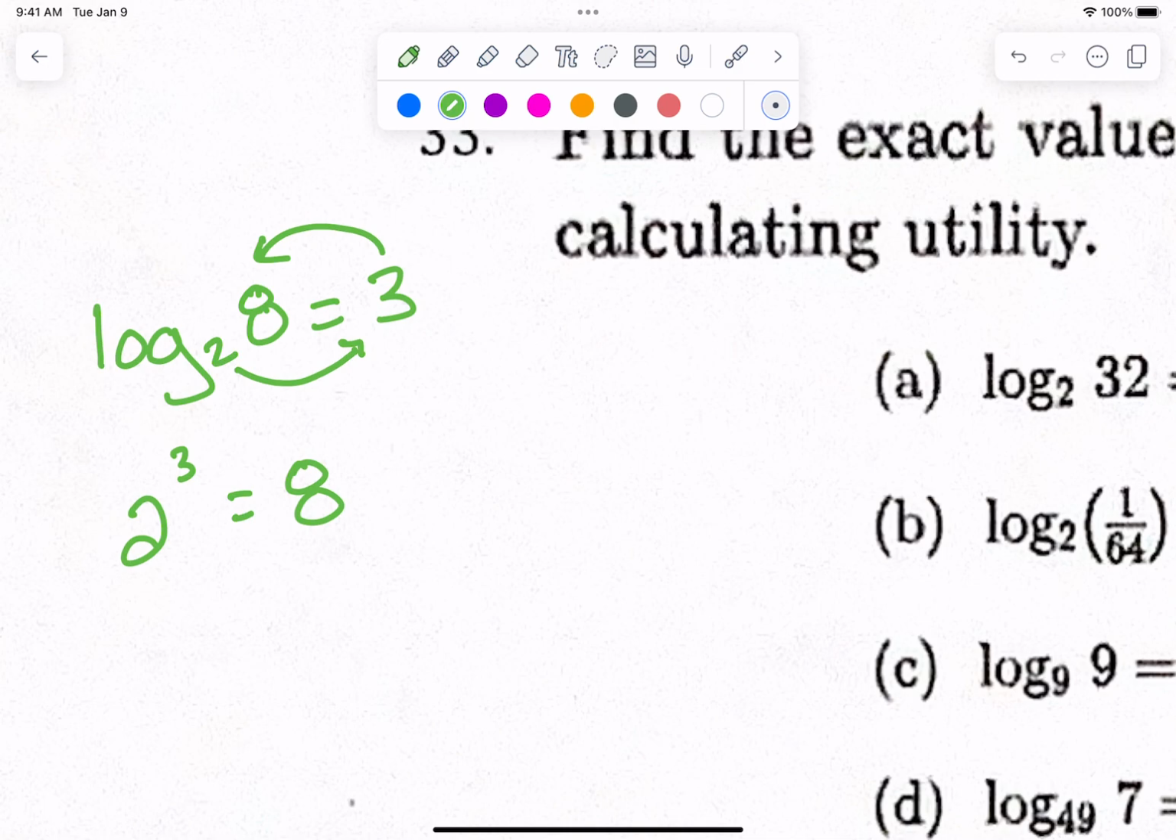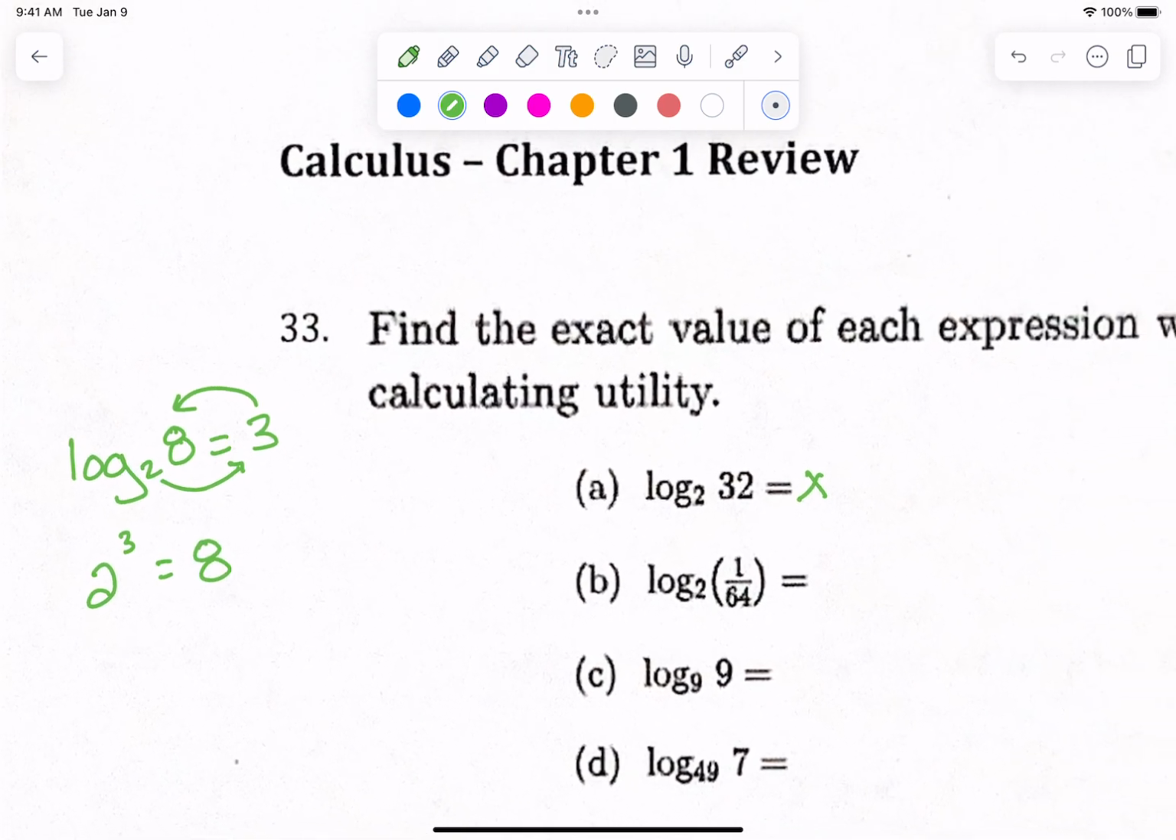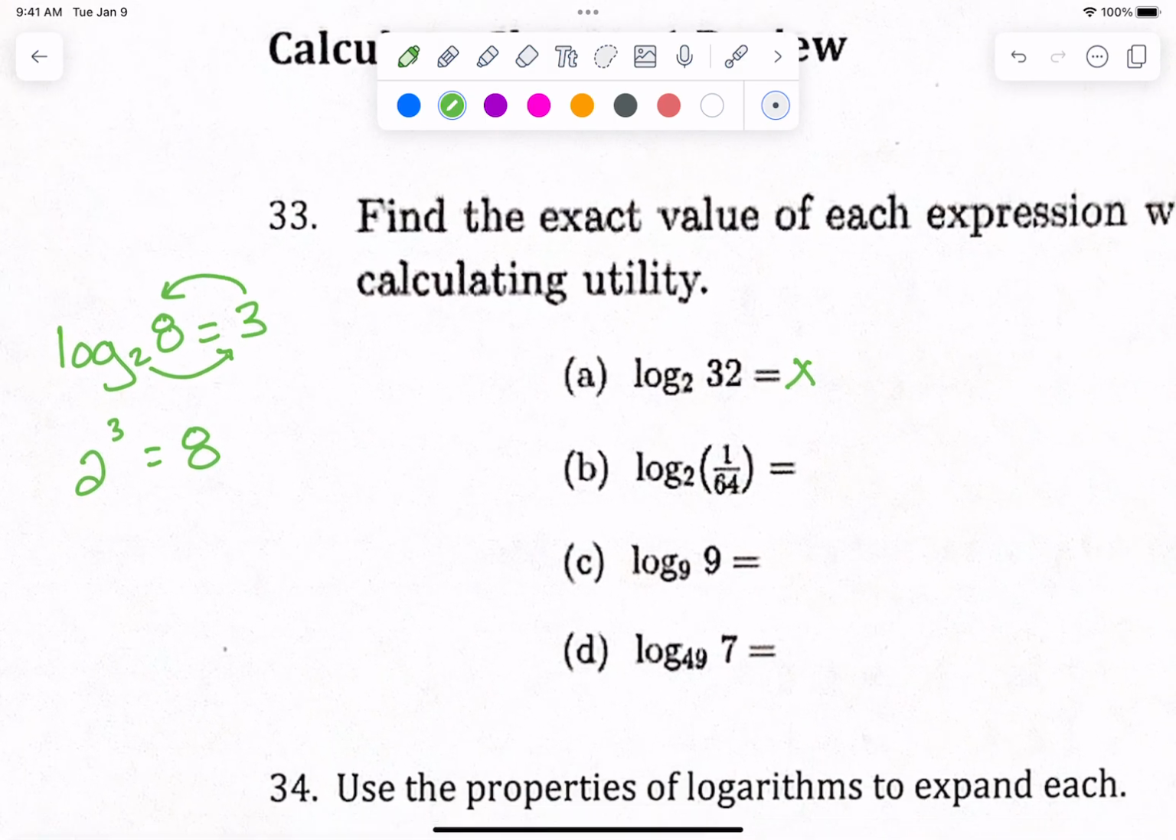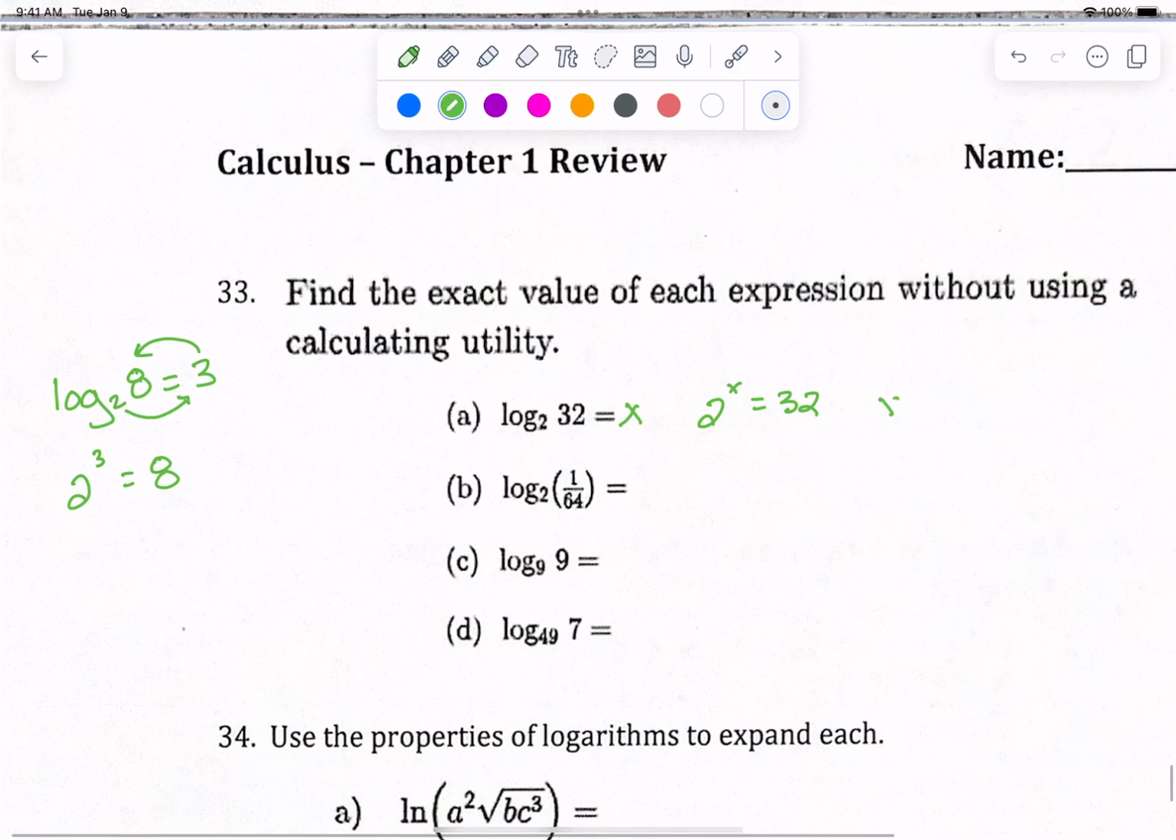Is that what you wanted? Yeah. Okay, we're gonna do that same thing for A and B and C and D right here. If I say log base 2 of 32 equals X and I flip that around, it says 2 to the X power equals 32. How many times do I take 2 times itself to get 32? 5. X is 5. There you go. Beautiful.